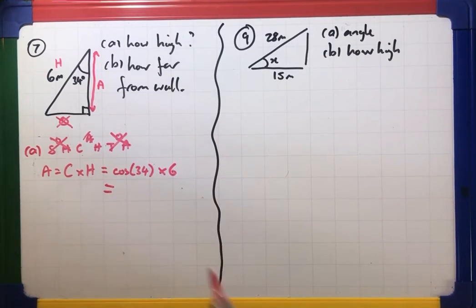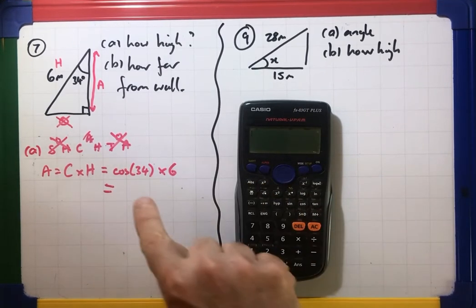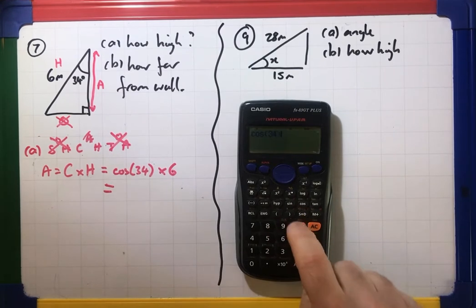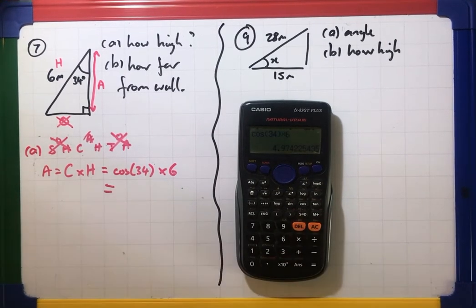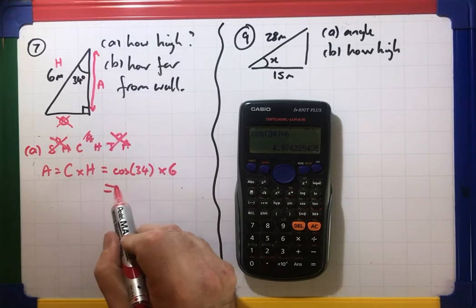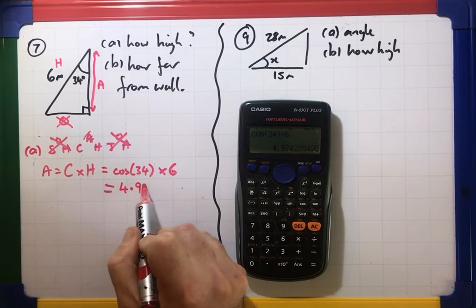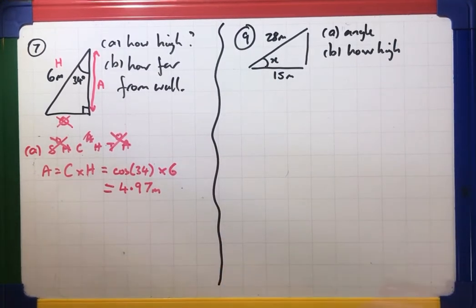So if I work that out, turn it on, okay, so we want cos 34, don't forget to close your bracket, times 6 gives me 4.97 to 2 decimal places. Okay.